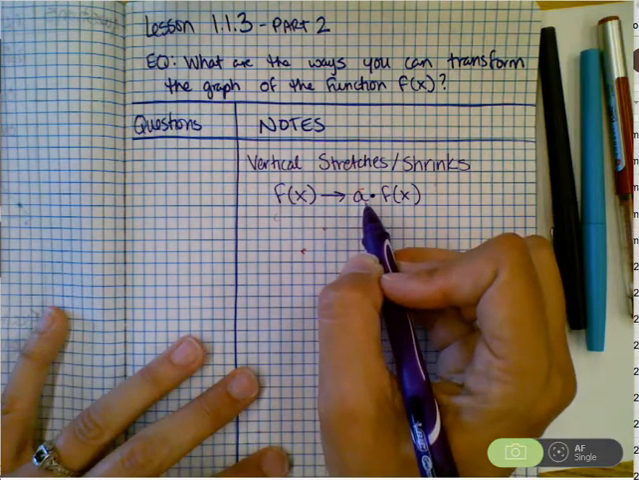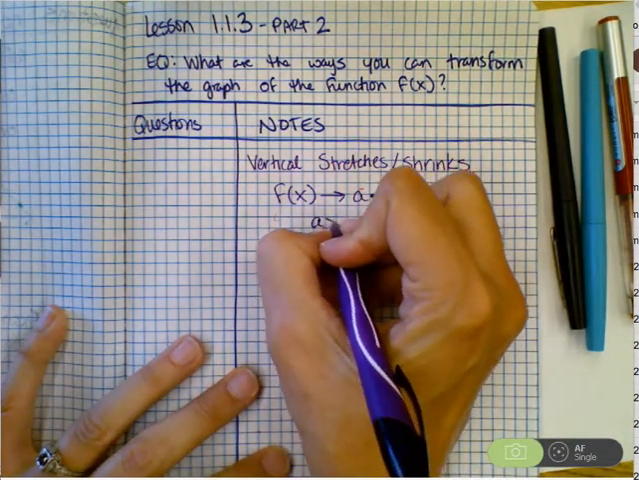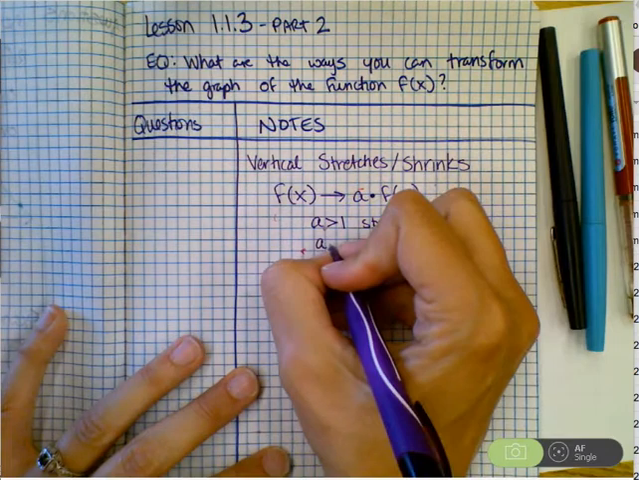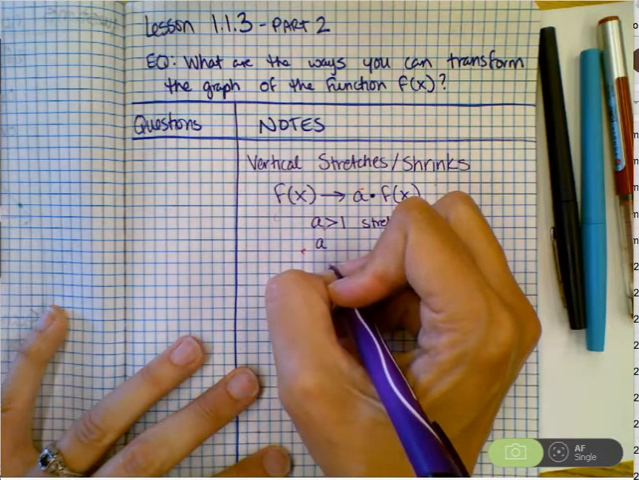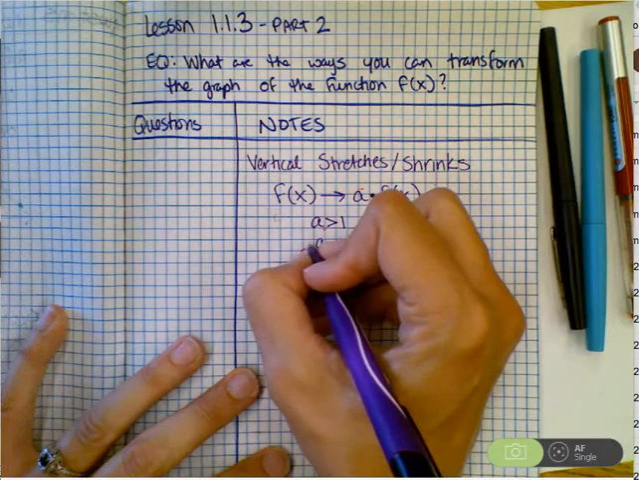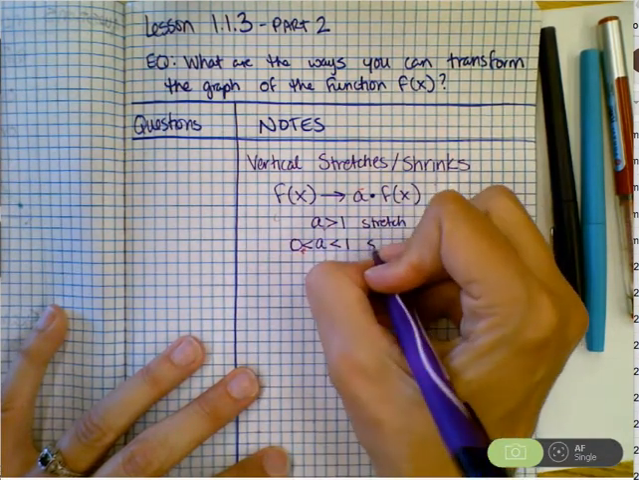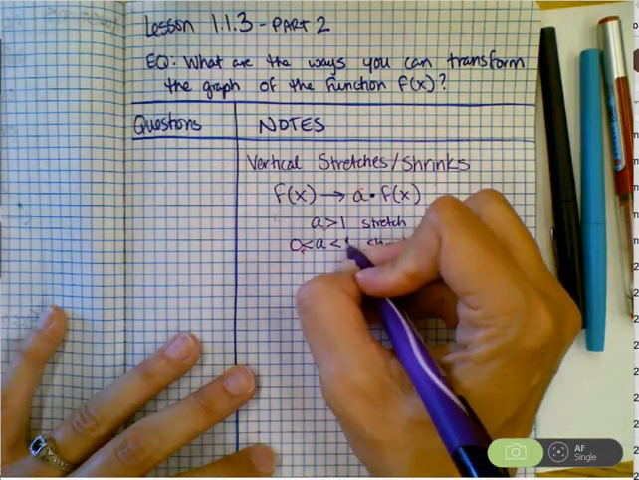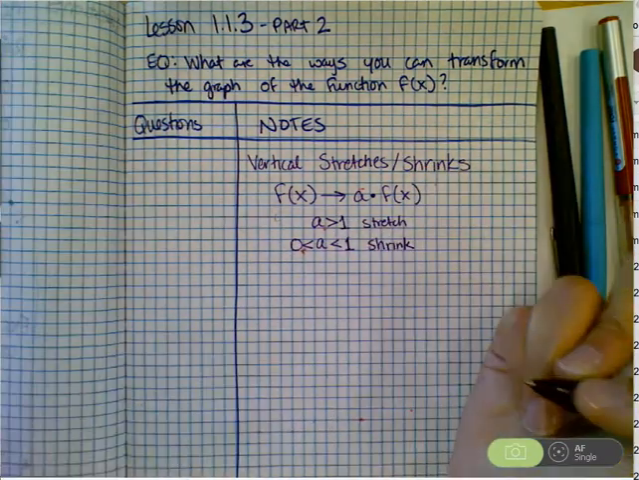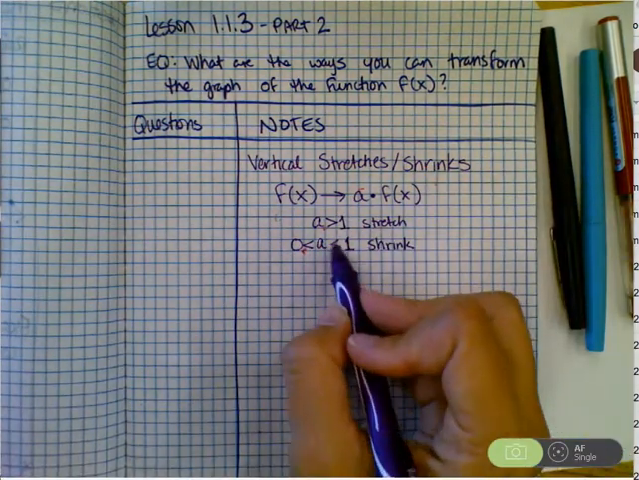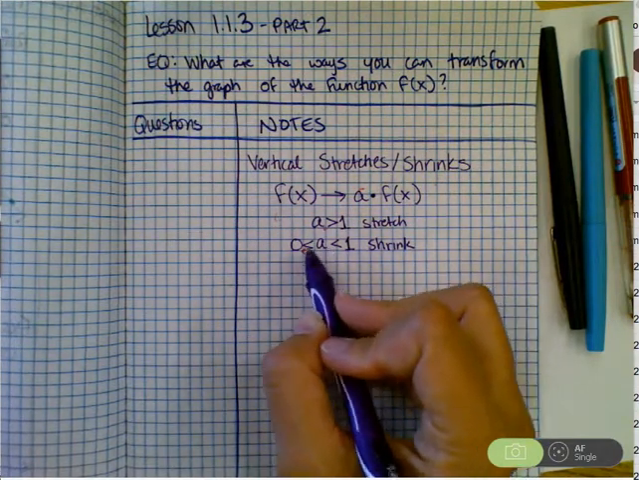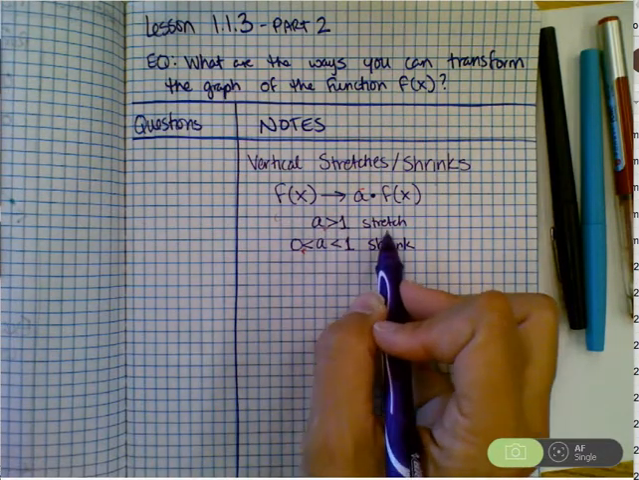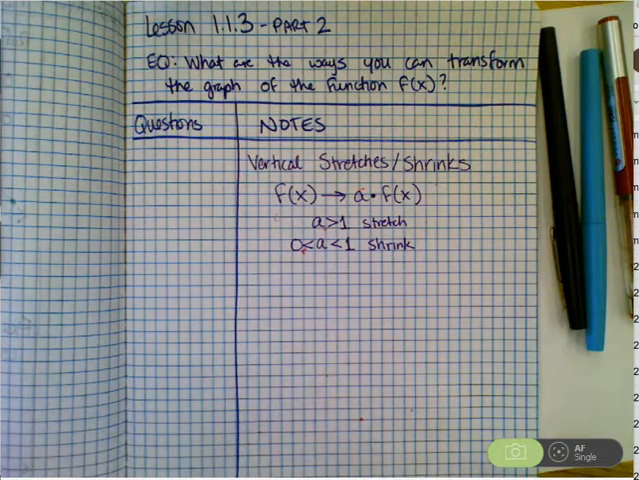So what that looks like: when our a is greater than 1, we get a stretch of the function. And when a is between 0 and 1, we get a shrink. If our a is negative, we get a stretch or shrink and a flip, and you'll see how that works in the examples. So if a is a fraction, this is fractional values of a. We get a shrink, so our graph gets compressed. And if a is greater than 1, we get a stretch. So easiest to look at when we actually look at a graph.